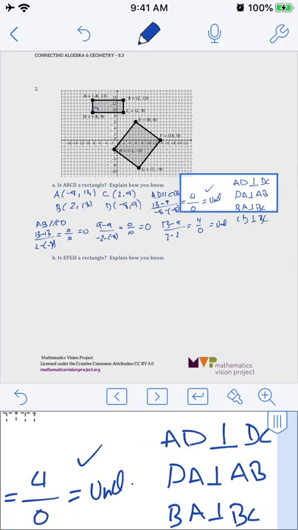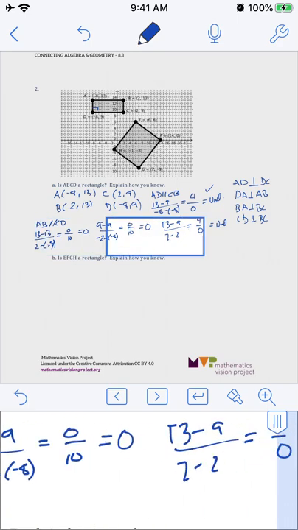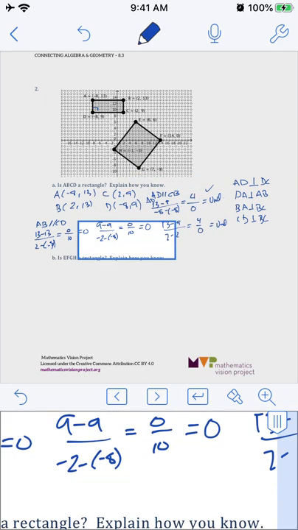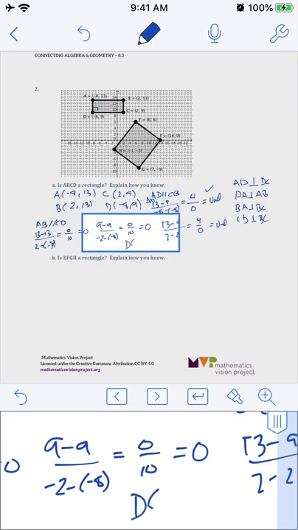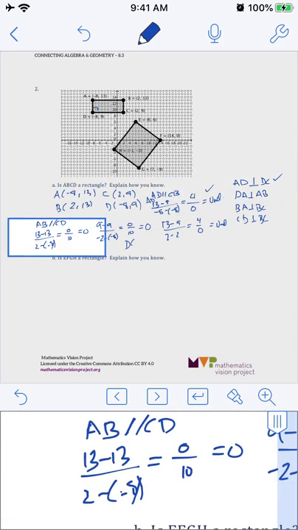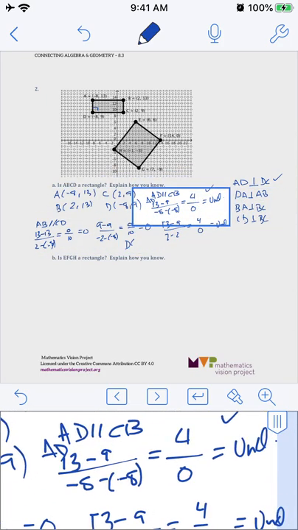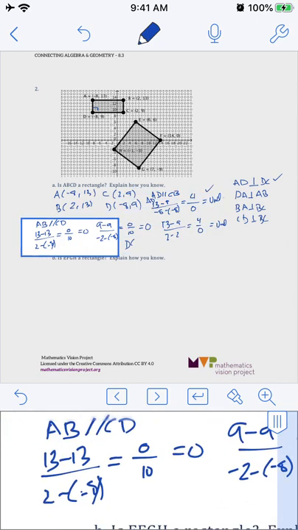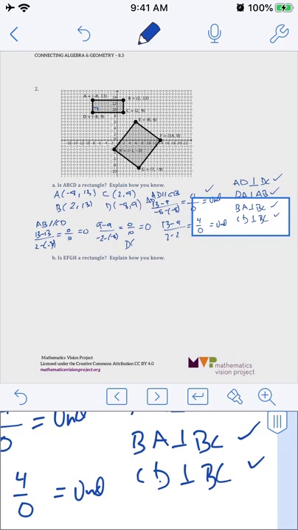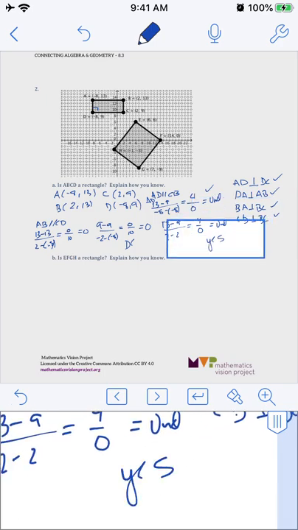So AD is right here. Here's AD. Undefined versus DC or CD, 0. Yep. Check. We can kind of make the same argument for the other ones. DA, AD, same thing. Undefined versus AB. Check. And then you'll see the other two also have checks. So yes, it is a rectangle.